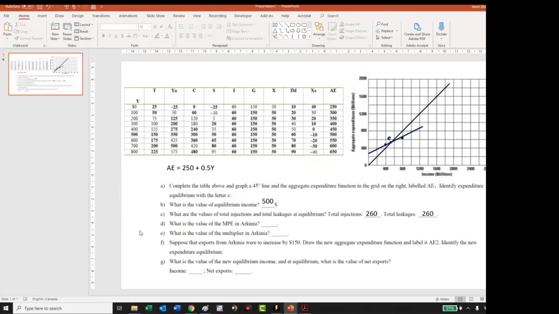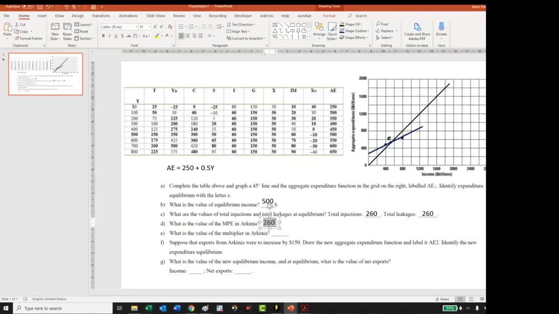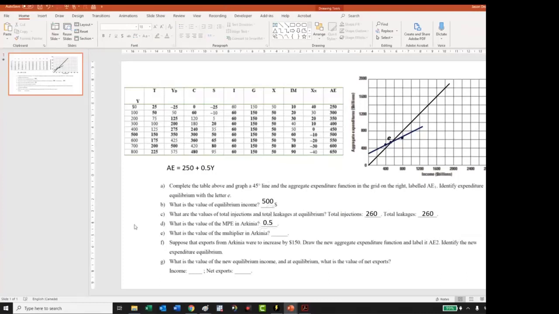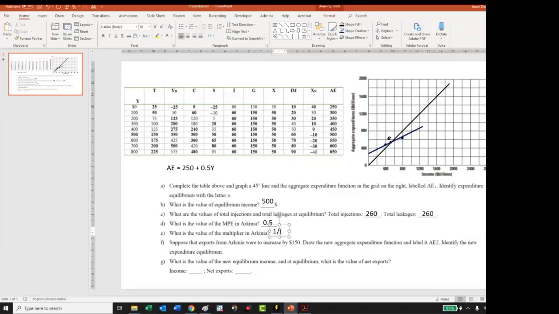What's the value of the marginal propensity to consume in this country? Yep, perfect, 0.5. That's the slope of the aggregate expenditures function. Now, what's the value of the multiplier? Yep, exactly. So 1 divided by 1 minus the marginal propensity to expend is equal to 1 divided by 1 minus 0.5. And so it's equal to 1 divided by 0.5, which is equal to 2.